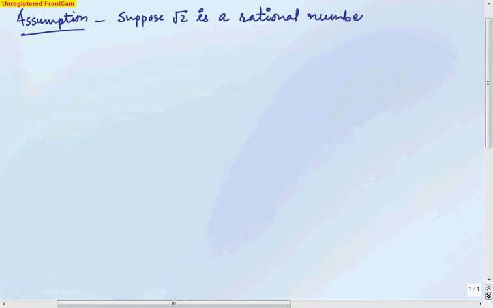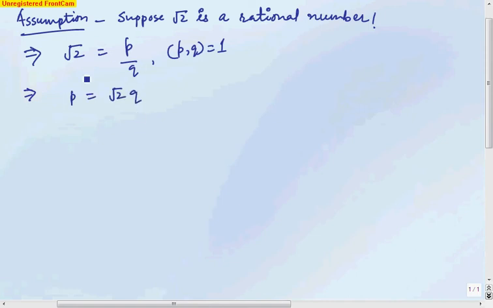So what does this mean? This means that root 2 can be written as p upon q with GCD of p and q equal to 1. This is by definition of rational number. This implies that p is equal to root 2 times q. I can multiply this equation on both sides with q because q is not equal to 0. You can move from this step to this step because q is not equal to 0, right? So it implies p square is equal to 2q square, right? Now p square is 2 times something, so it means that p square is an even number, right?